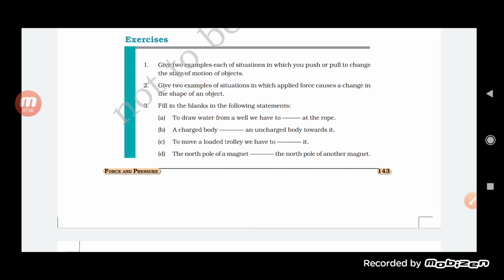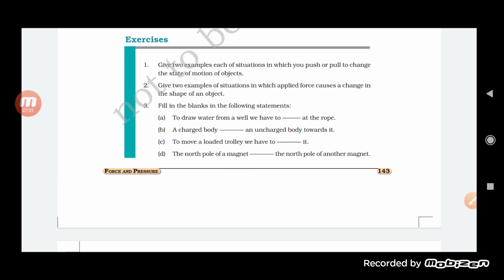Now the question is: give two examples each of situations in which you push or pull to change the state of motion of an object. There are a lot of situations, students, where we push, like we push a table, we pull a chair, or we push a door, or we pull a window. So these are all examples in which we do pushing and pulling.